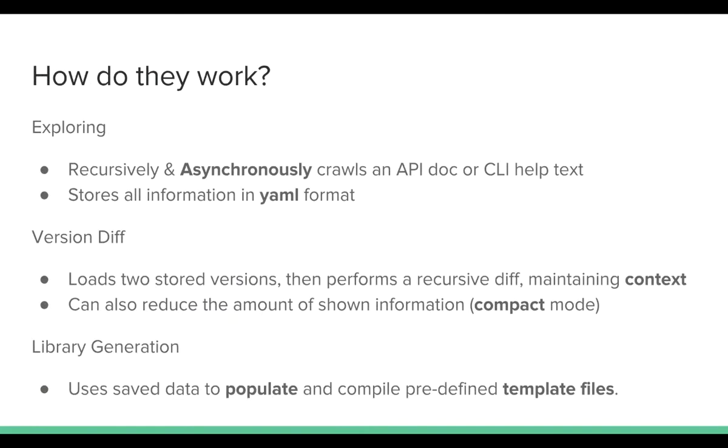The way it does that is it uses that saved data to populate and compile predefined template files. So depending on how much information your API doc or help text gives you, will kind of influence what you're able to actually populate with that interaction library for how you set up our template files. So for our API docs, they actually give us information like, hey, this is what type of information we're expecting, whether that be some type of hash value, just straight string and integer, stuff like that. It'll tell you what's required and what's not.